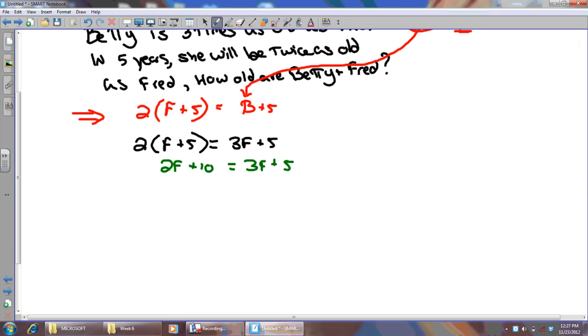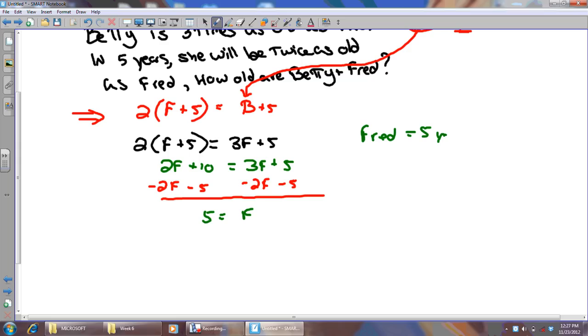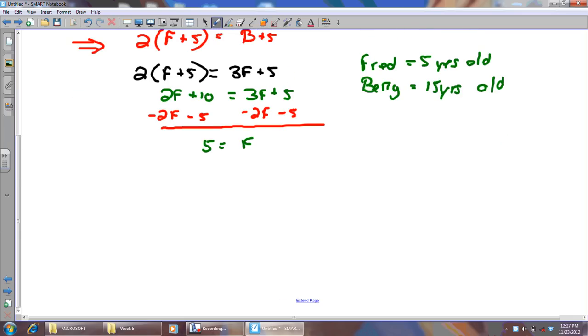And then I could subtract 2F from both sides. And at the same time, I could subtract 5 from both sides. And I end up with the equation that 5 equals F. So Fred must be 5 years old. And then Betty must, of course, be 15 years old, right? Okay, that's substitution.